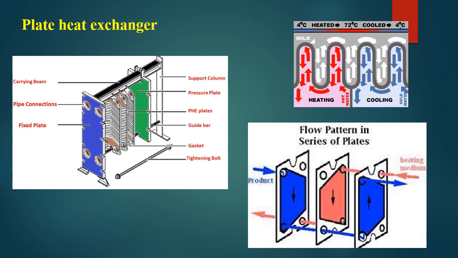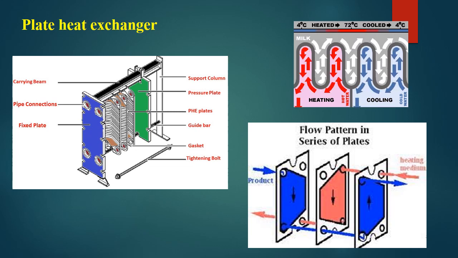In the bottom right side we can see how the milk and the medium are flowing. The blue color is showing the milk. Here we can see that in between two plates, the blue, that is the milk, is flowing. In the next section it cannot go, it is directly going to the second section. So alternately, between every two plates, either the heating medium is flowing or the milk is flowing.